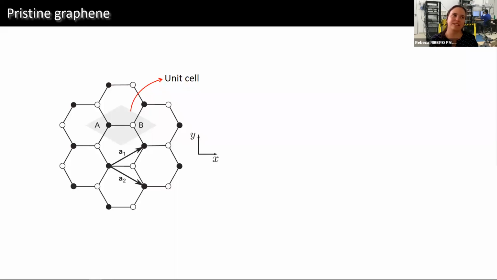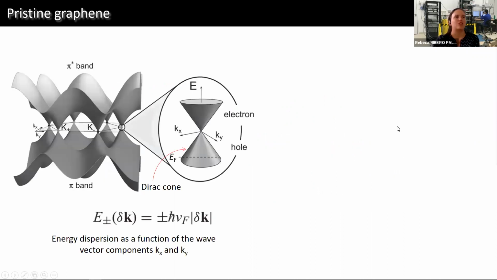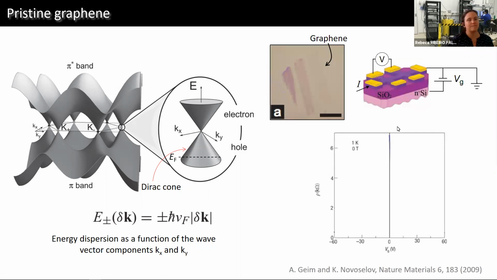So graphene, you know this very well. It's a hexagonal lattice of carbon atoms where we have two sublattices, A and B, as you can see here. Its Brillouin zone is also a hexagon, and we have two equivalent points at the corners of this Brillouin zone. Its electronic band structure is something that by now we all know by heart. It's a linear energy dispersion, and these two Dirac cones touch each other at the K and K prime points. These are, of course, what we were talking about, the valleys.